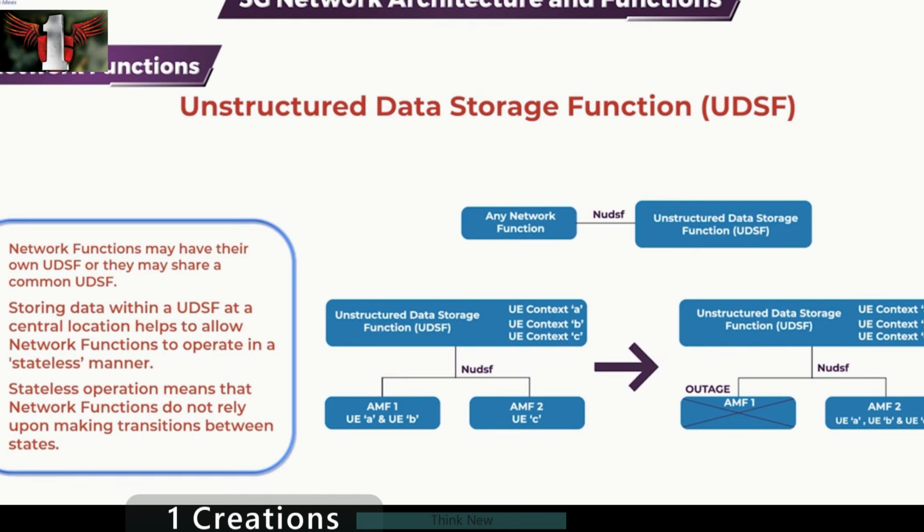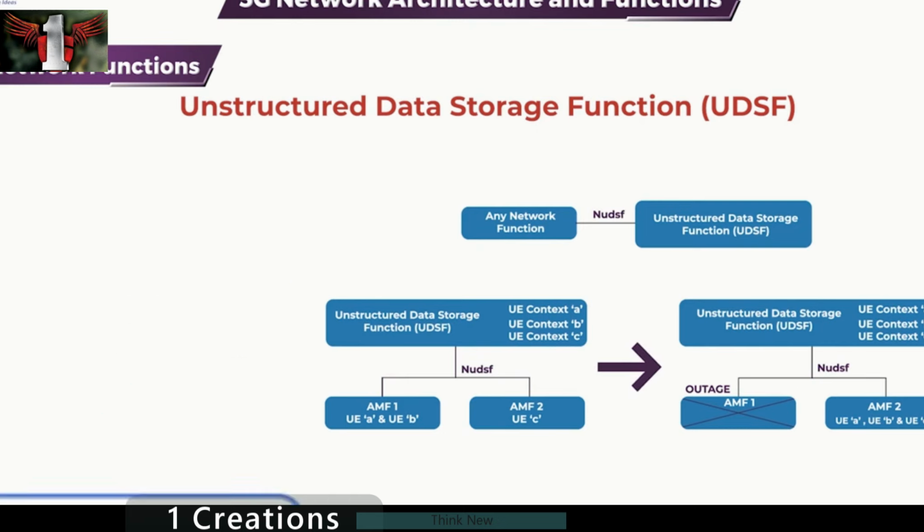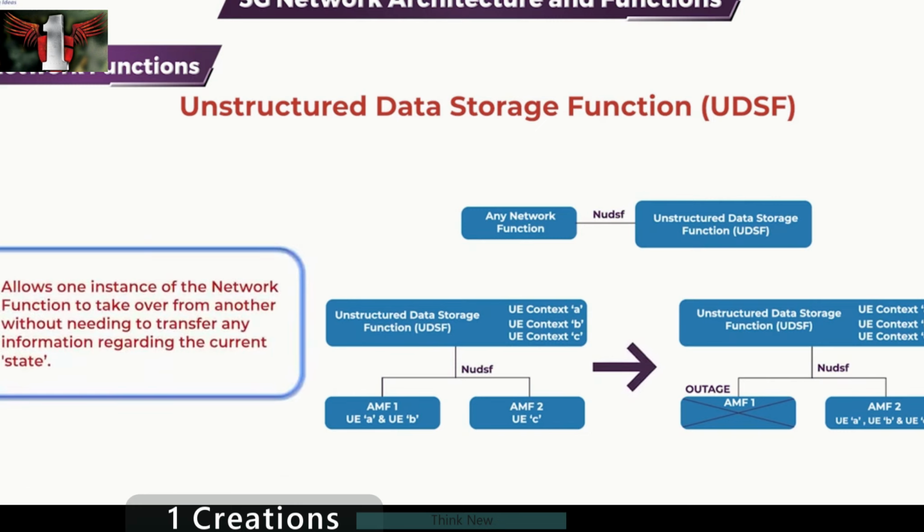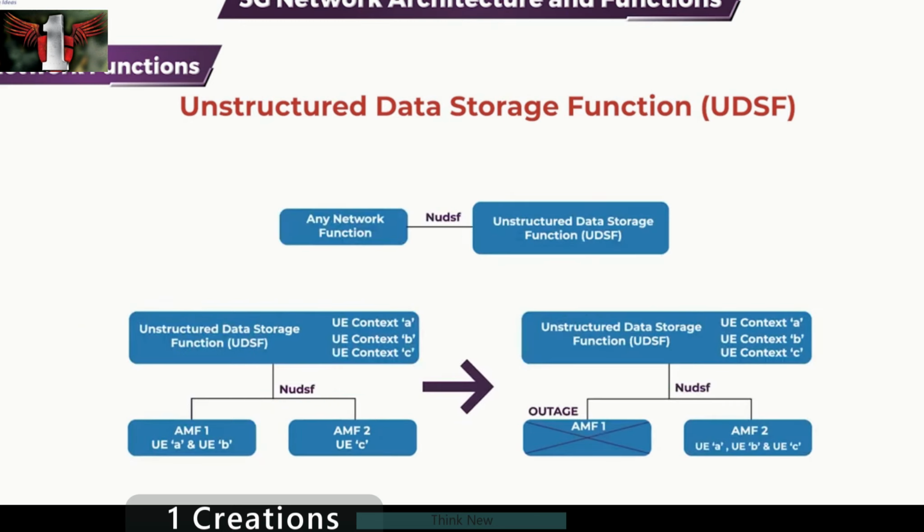If a network includes multiple instances for a specific network function, then stateless operation allows one instance of the network function to take over from another without needing to transfer any information regarding the current state. The other figure illustrates an example of stateless operation when an AMF experiences outage.